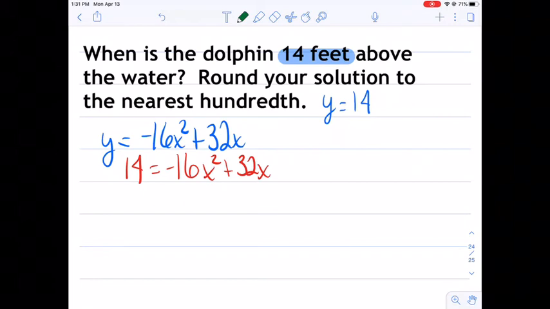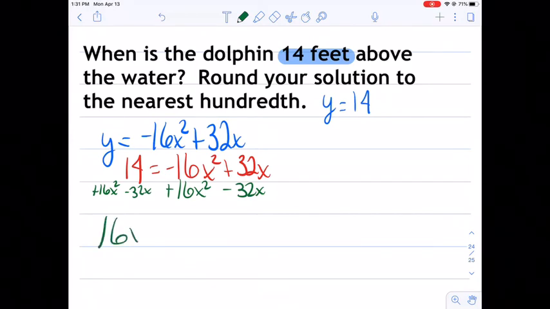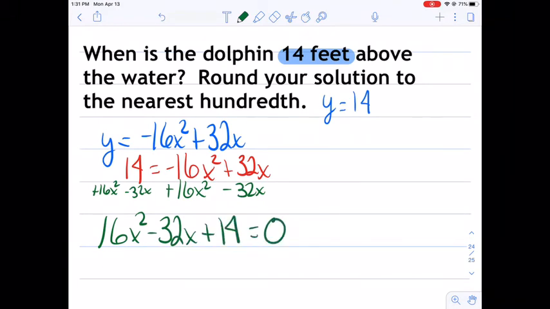Okay, so I'm going to get the x squared term positive, so I'm going to move everything to the left side and get the right side equal to 0. We'll do the same thing over here. So I get 16x squared minus 32x plus 14 equals 0.